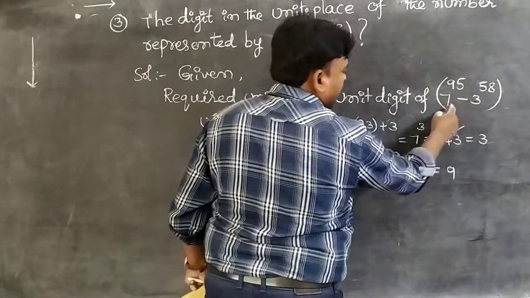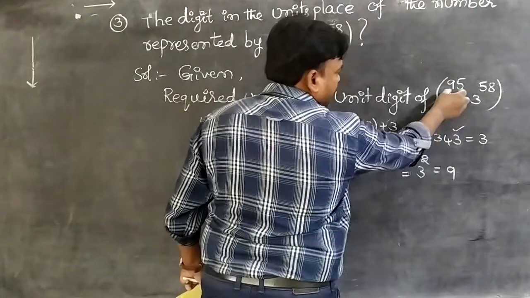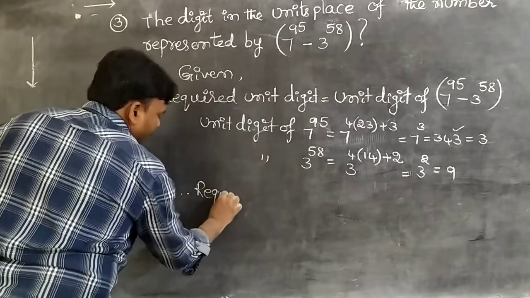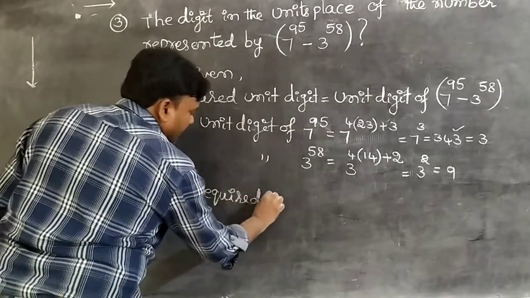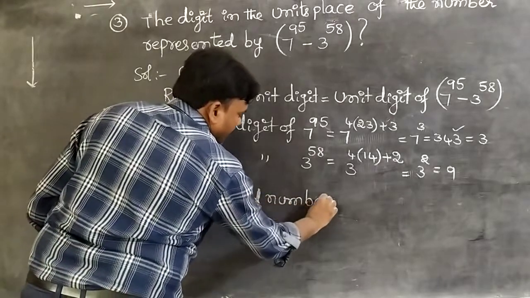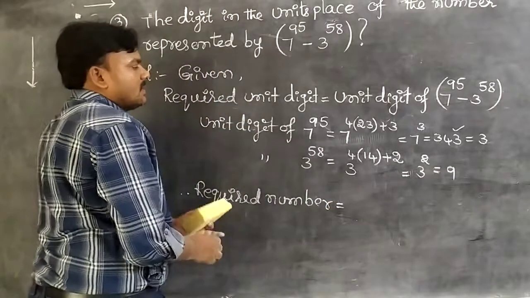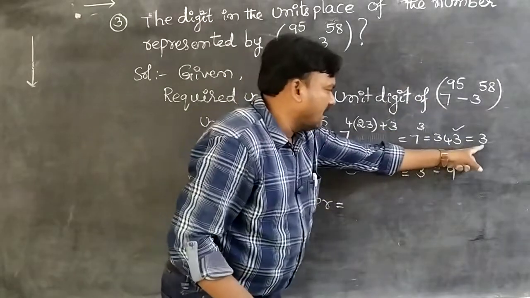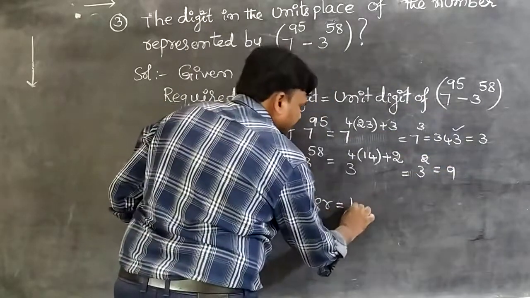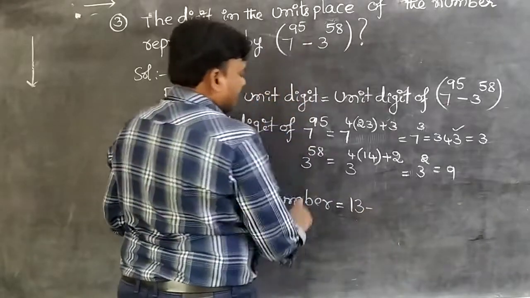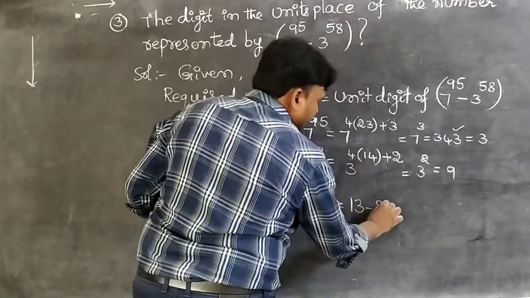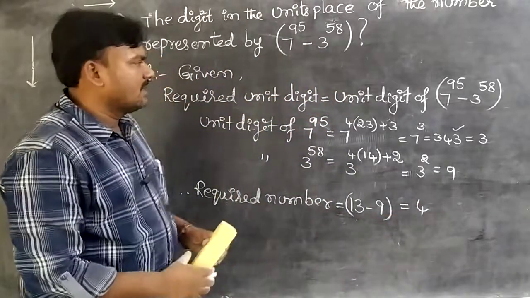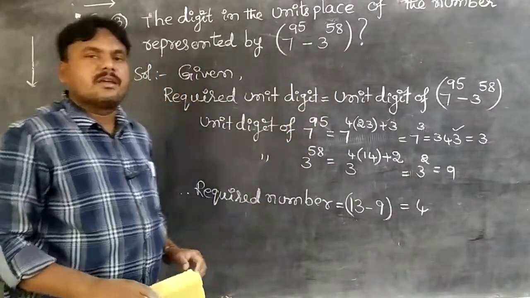If it is in the larger number position, then finally the required number equal to. So here 7 power 95 is a big number position. Here in place of 3 we have taken 13. 13 minus 3 power 58 value, it becomes 9. 13 minus 9, it becomes 4, the final solution. So practice carefully, students, and learn carefully.